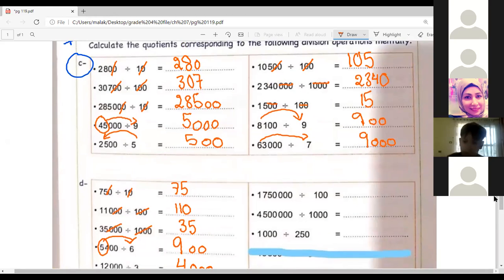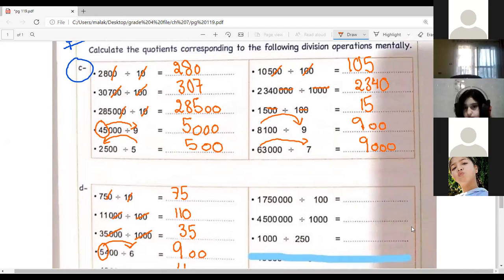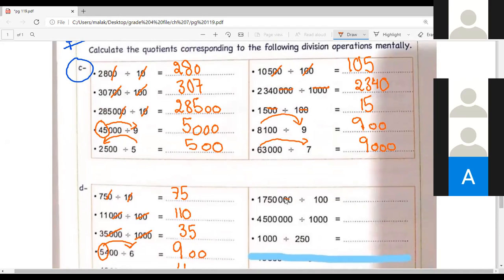Mohsen Zbeid. Yes, teacher. Yalla, 1,750,000 divided by 100. Cross 2 zeros. Okay, so the answer is 1,750. No, 17,500. Okay. Thank you, Mohsen.